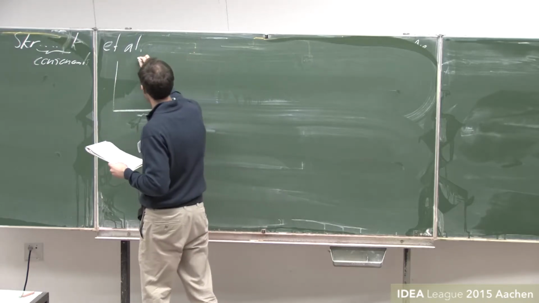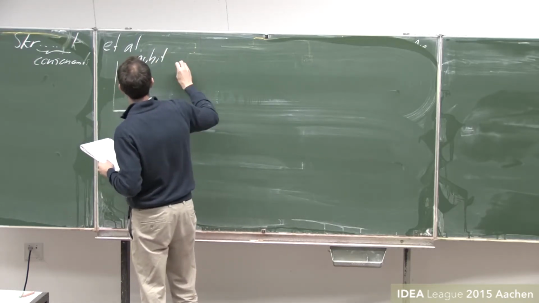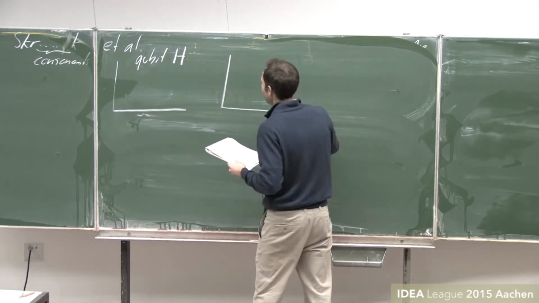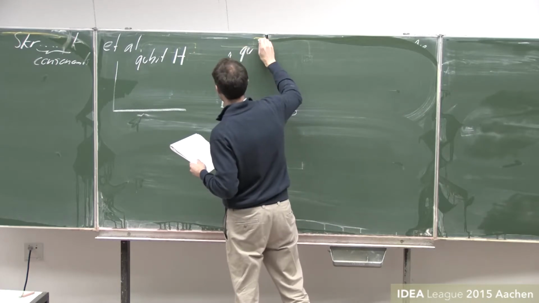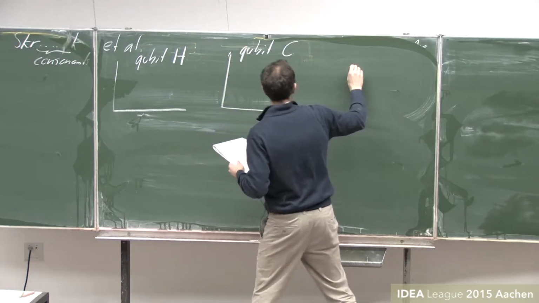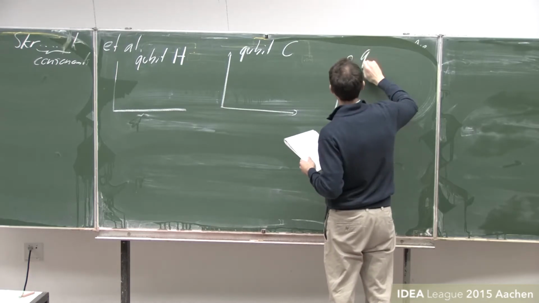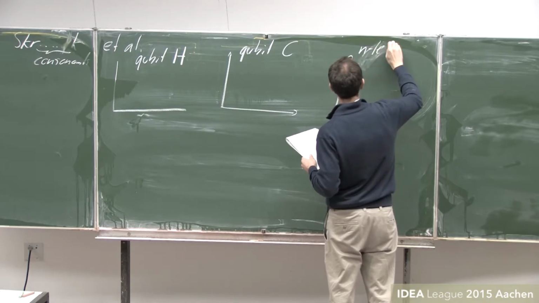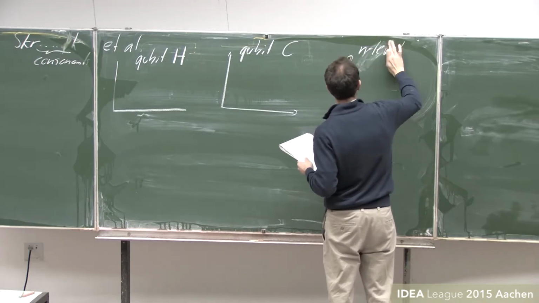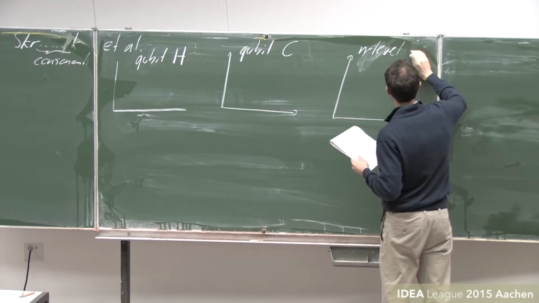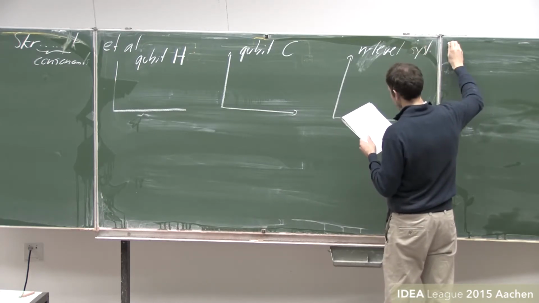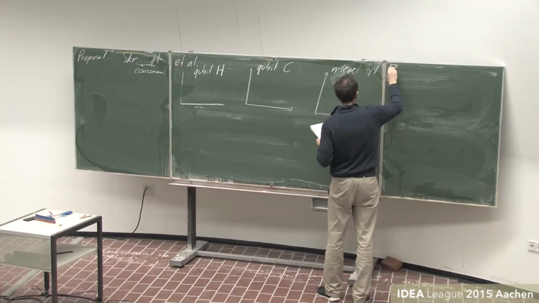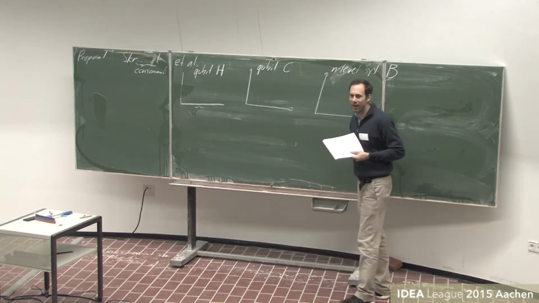So the idea is that we have 3 different qubits. This is a qubit that I call H for hot. This is a qubit I call C for cold. And then there is a third system, which is actually maybe not a qubit. This is an n-level system where n should be large, and this is essentially taking the functionality of a battery.